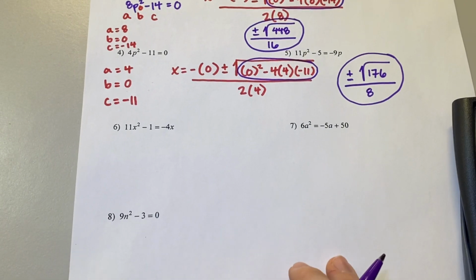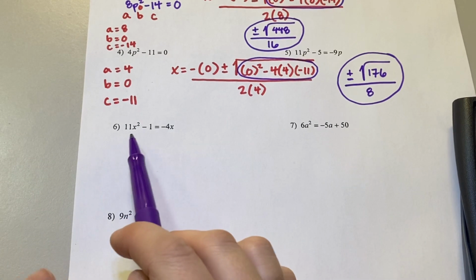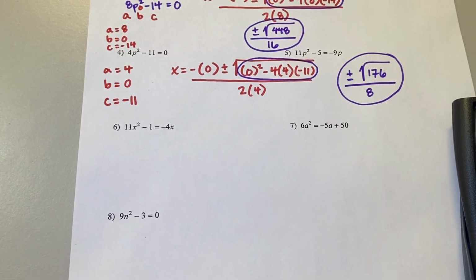Number 6. First things first, is this guy equal to 0? No. So we've got to move something. Remember, don't move this guy. Keep him where he's at. So what should I move? What needs to go over to the other side?